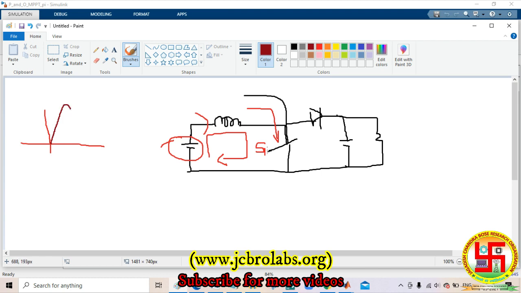So while the capacitor is discharging, depending upon the time period and the pulse width, the switch will turn on. Again the switch will turn on. This is the pulse generator, the pulse switch turn-on and turn-off condition. When the switch turns off, the inductor releases the energy, and again it will charge, discharge.